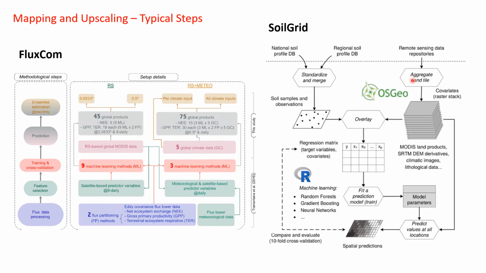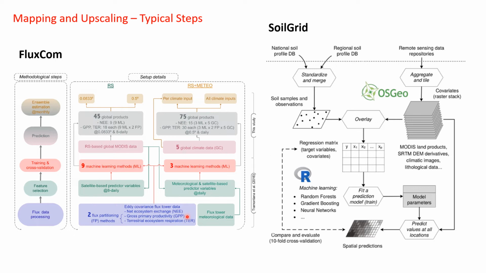In machine learning terminology, a covariate is also called a feature. I have mentioned this several times in previous slides. Covariates are variables that affect or determine the value of our target variable. For gross primary production, for example, covariates could be climate variables, soil conditions, vegetation traits, etc.